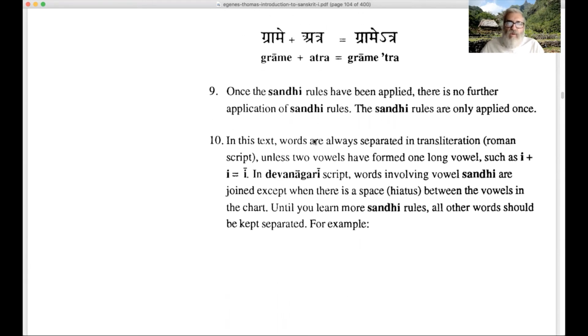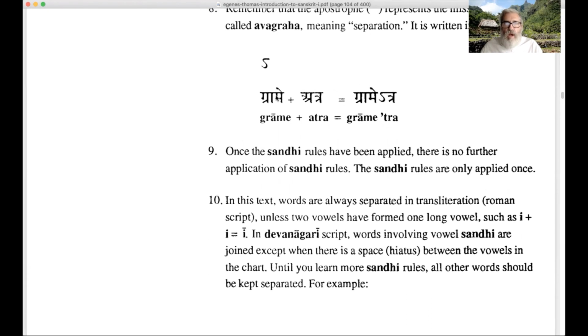So once the sandhi rules have been applied, there's no further application of sandhi rules. So once you do them one time, there's no more. Somebody might think, okay, the first rule is the letter e followed by a, the a drops out and we put the avagraha, the apostrophe, so we get grametra. Oh, now we have an a followed by an apostrophe, so why don't we just throw the apostrophe out? No, if you throw the apostrophe out, then when people want to break the sandhi, they won't realize it.